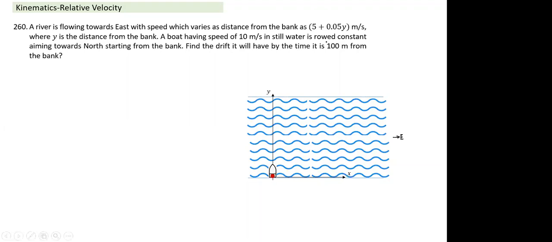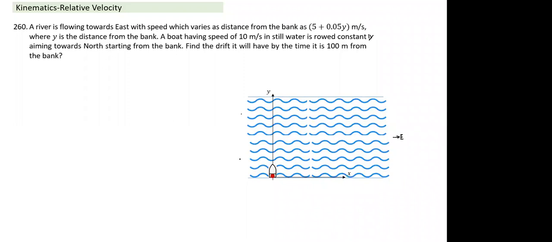The boat is constantly aiming towards north, starting from the bank. Find the drift it will have by the time it is 100 meters away from the bank. So we need to calculate the drift along the x direction. What is the displacement in the x direction by the time it has a displacement of 100 meters in the y direction? That's what the question is. Let's try and solve this question. I have taken up this question because it perhaps helps you clarify your concepts even better.